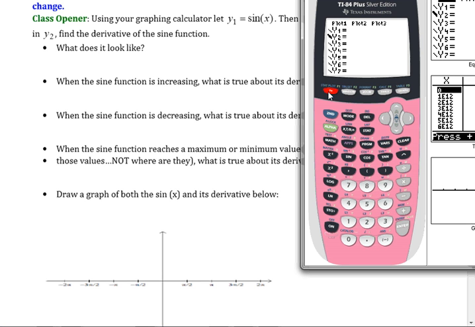Now make sure, press mode, because some people didn't have the right things. You must be in radian mode. If you get a straight line, a horizontal line, pretty much looks like a horizontal line, then you're not in the right mode.